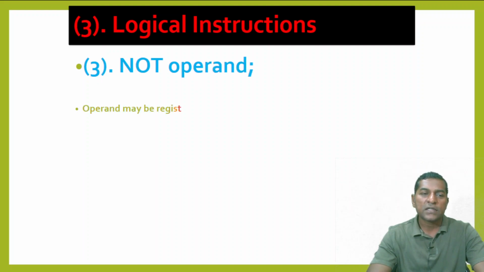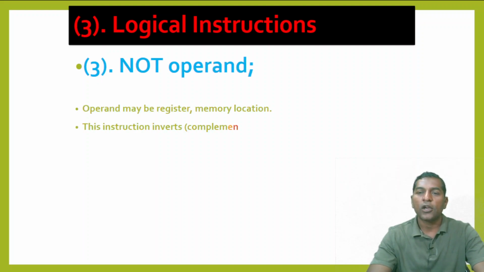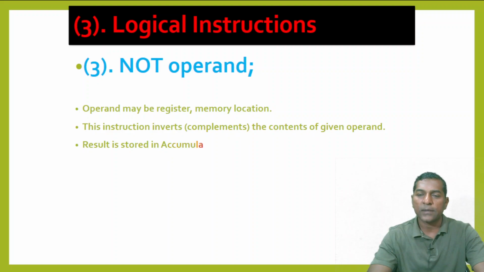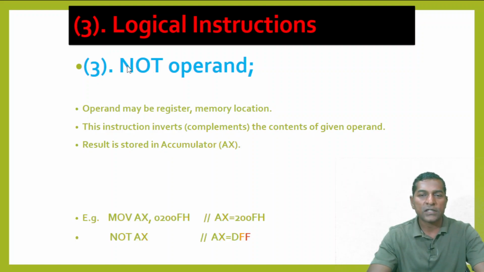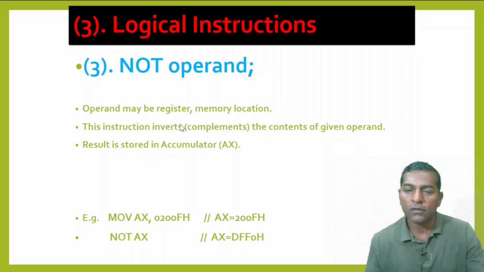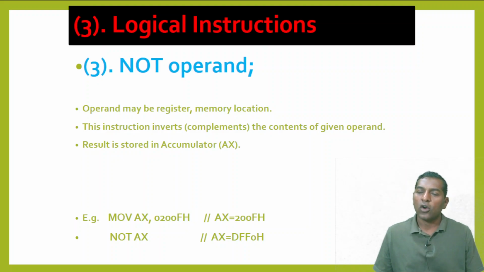In the logical instructions, the next instruction is the NOT instruction. The structure of the NOT instruction is NOT operand. The operand may be a register or a memory location. The instruction inverts or complements the contents of the AX register or the operand, which will be changed to a respective result related to the NOT operation.